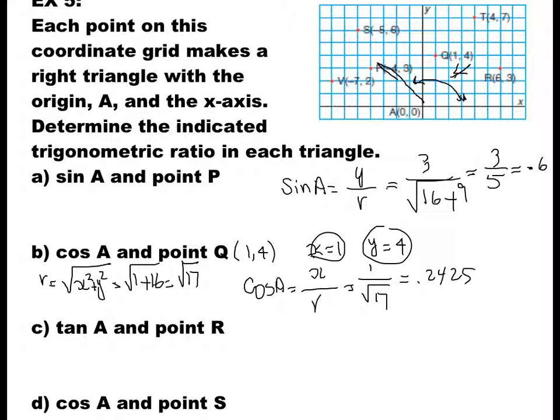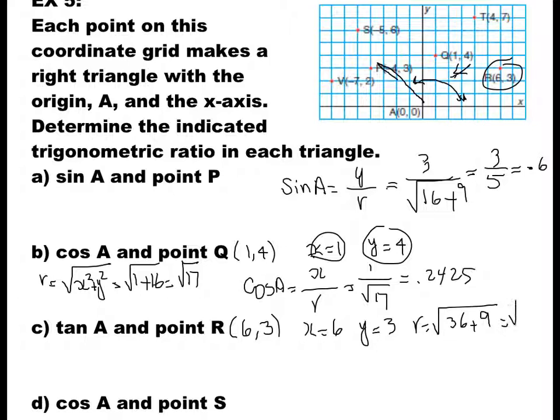In this case, we know that R is (6, 3). If you look at the diagram, this is R, (6, 3). We know that x is 6, y is 3. So r is the square root of x squared plus y squared, which is 6 squared, 36, plus y squared, 9. So the answer is 45.